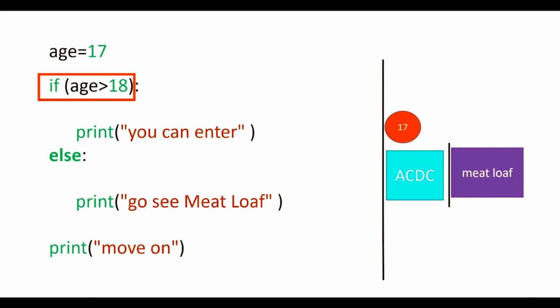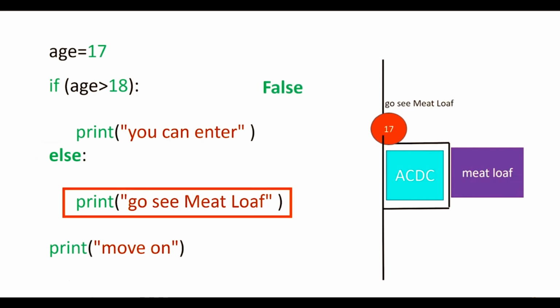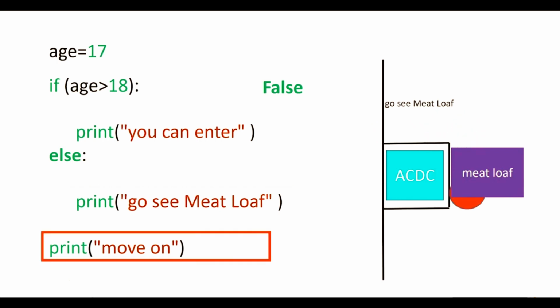We check the if statement. The statement is false. Therefore, we progress to the else statement. We run the statement in the indent. This corresponds to the individual attending the Meatloaf concert. The program will then continue running.